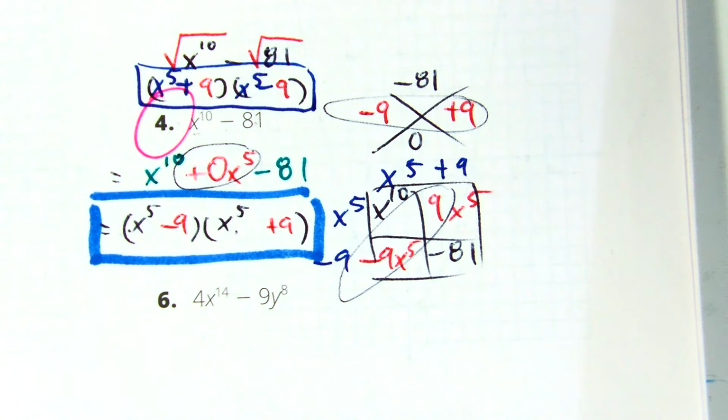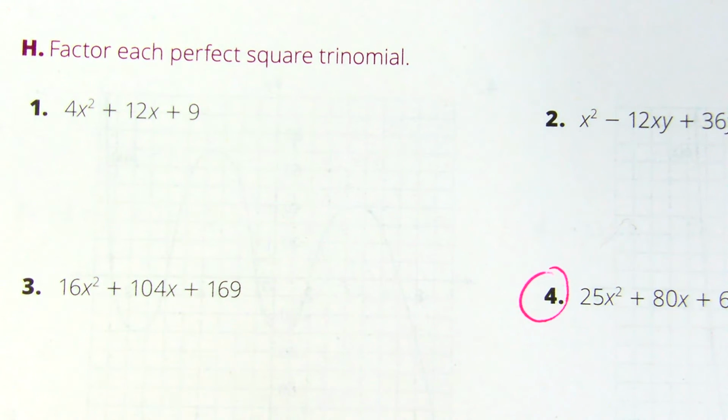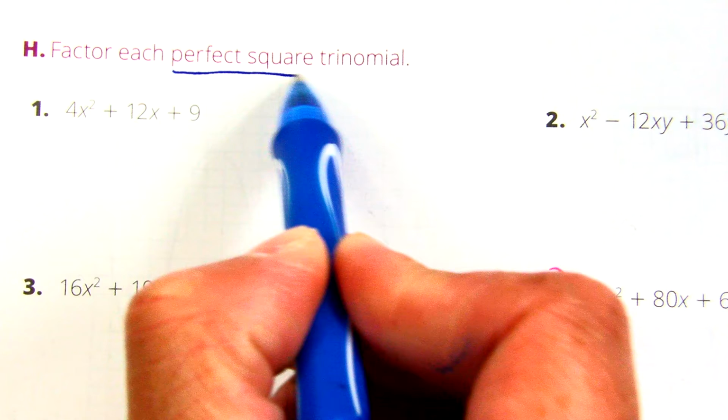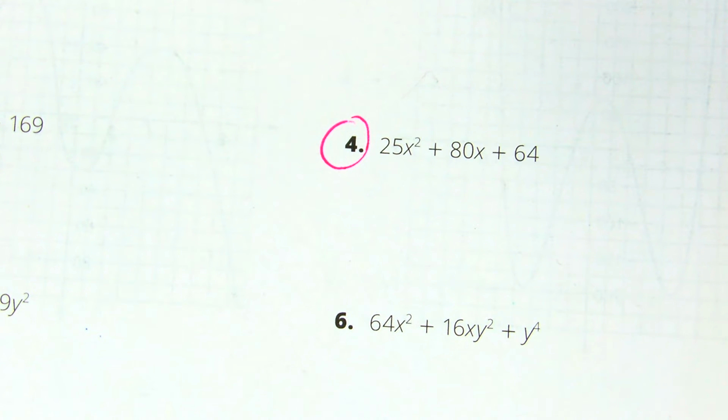Let's try H4 now. H4 says to factor each perfect square trinomial. And if you don't understand what a perfect square trinomial is, that is okay. So number 4, we have this one. Did anyone use a different method?